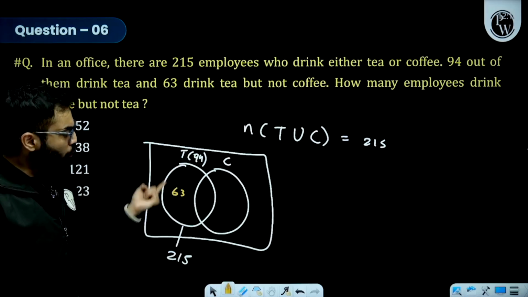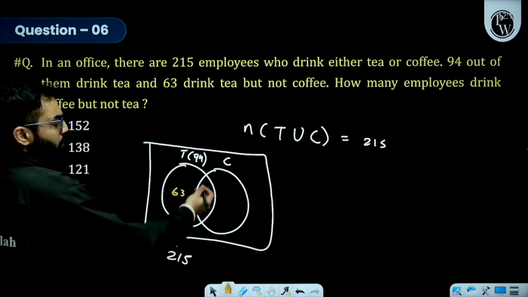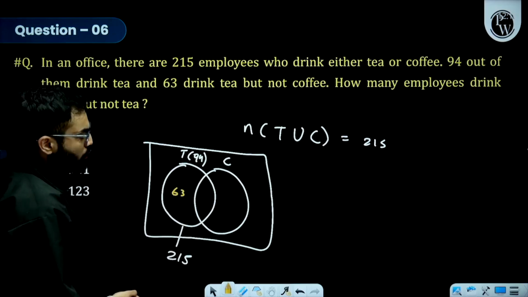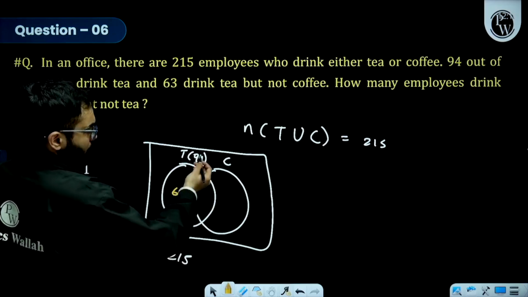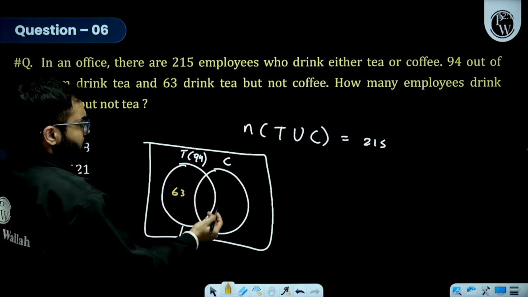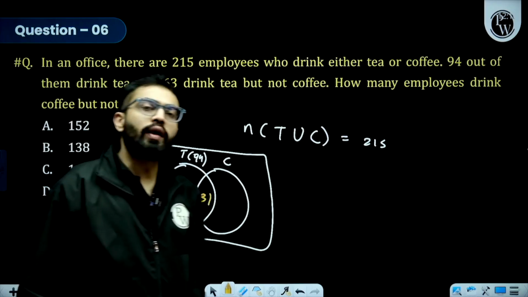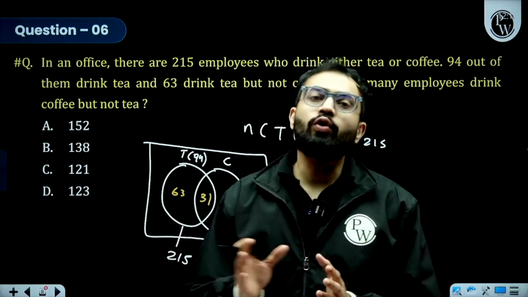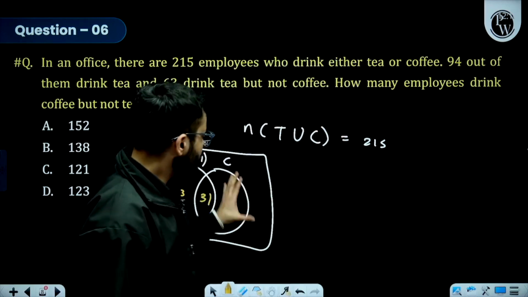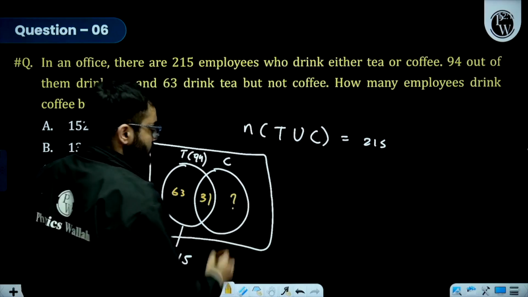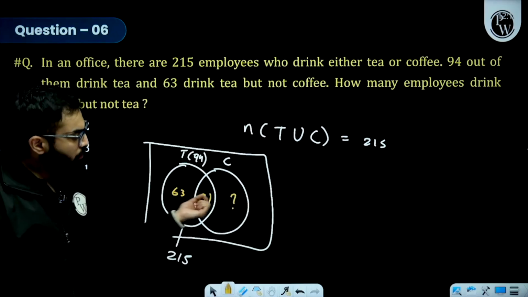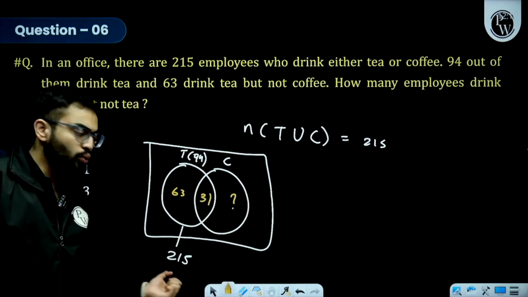So 94 minus 63 is going to be the people who drink both tea and coffee, and definitely this is 94 minus 63, that is 31 people. And the question was asking us to find the number of people who drink coffee but not tea. So basically the question is asking us to find the value of this. The sum of these three values is given to us as 250.